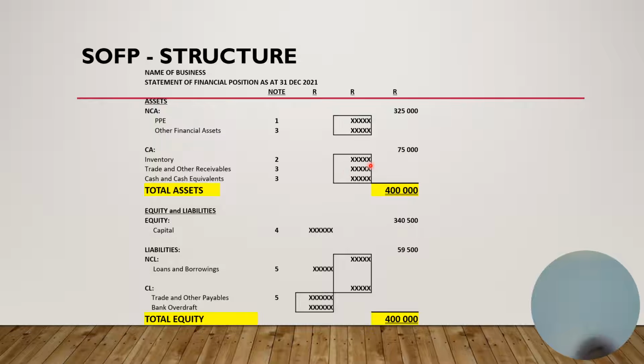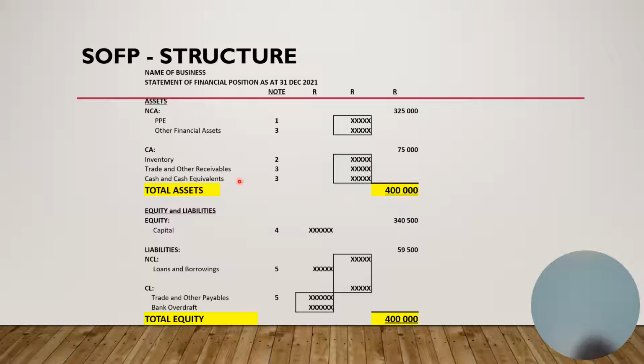So out of that 50,000 we're going to get 30,000. We don't write this on the face of the statement of financial position. We write it in the note, where you write debtors minus bad debt equals 30,000, and then you put that 30,000 here. So if anyone wants to see how we got this 30,000, they must go to note number 3 where we did the calculation.